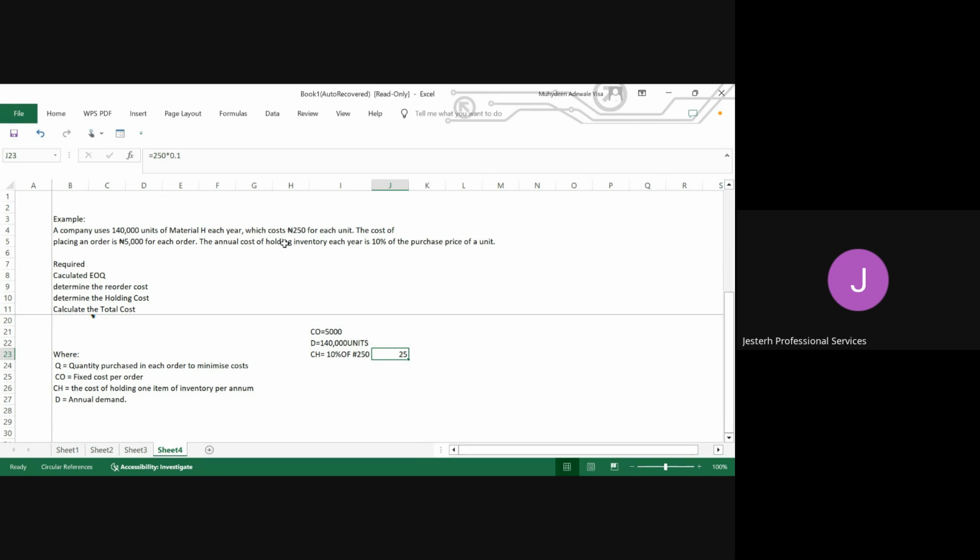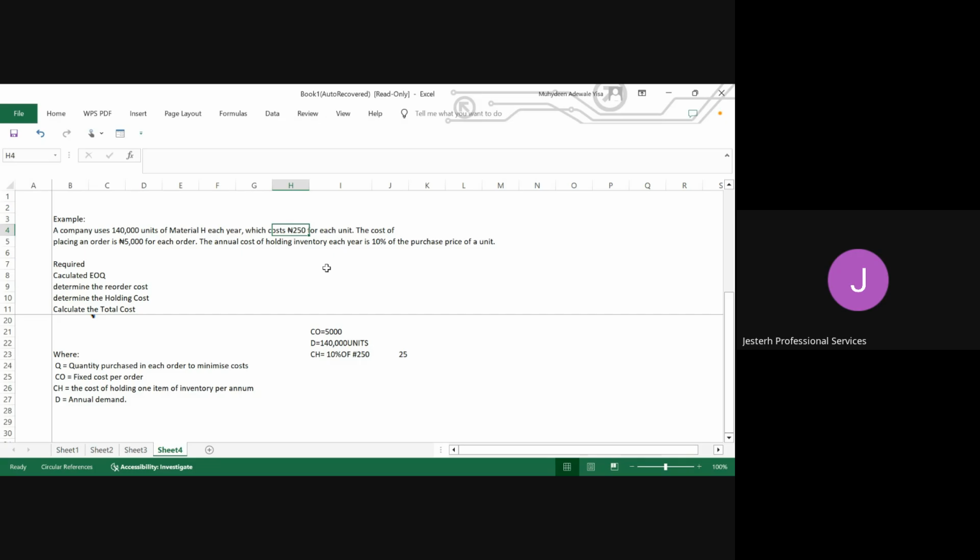250 naira per unit. So whenever they are purchasing material H from their supplier, they are paying 250 naira for each of the material H. It's from the question. You can see it here. Then how I arrive at this 25 naira.